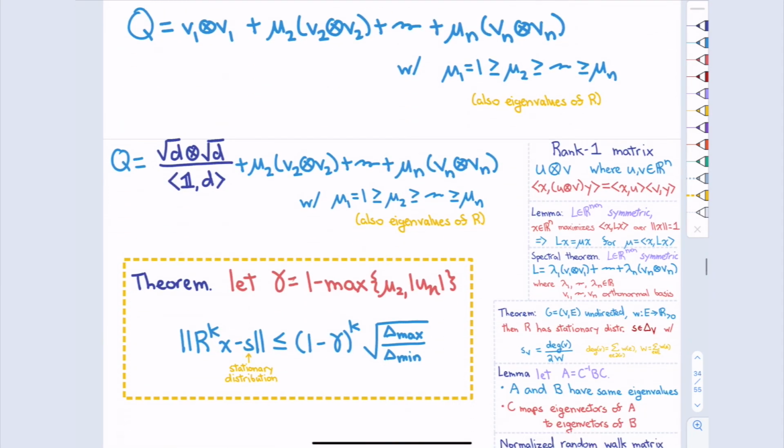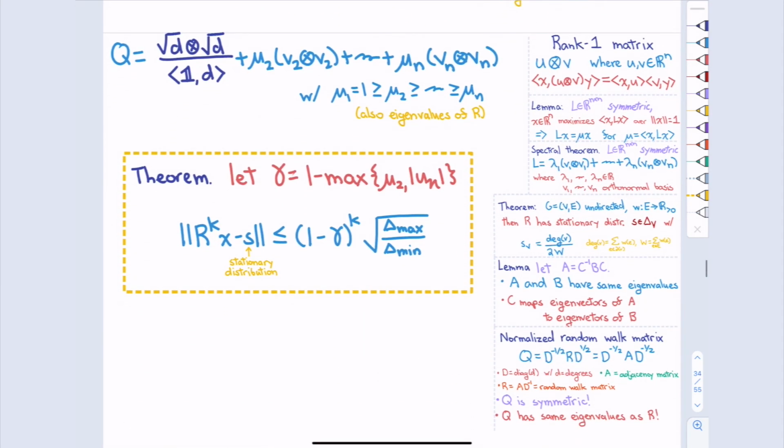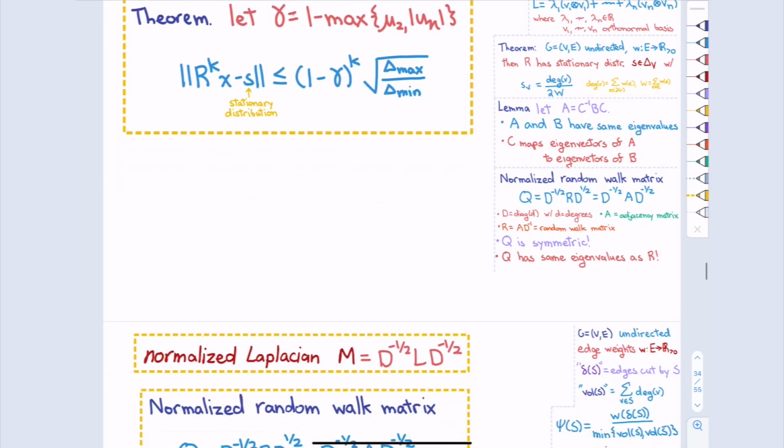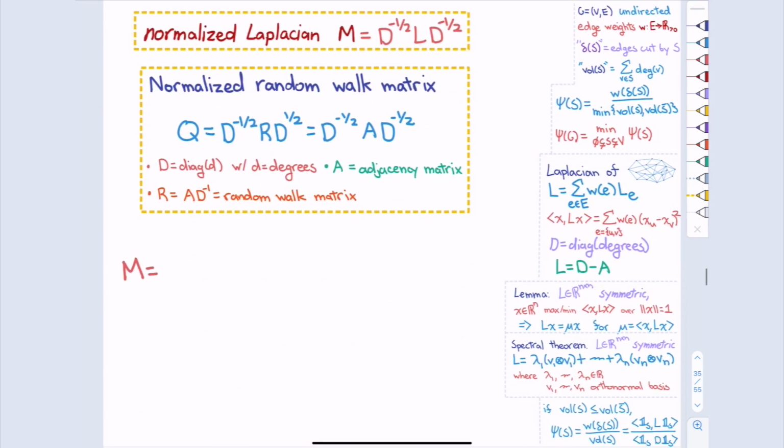Okay, so that's what we used it for. All right, so let's take these two things. Our normalized Laplacian was D to the minus 1/2 L D to the minus 1/2. And here we're going to use this identity I briefly mentioned.